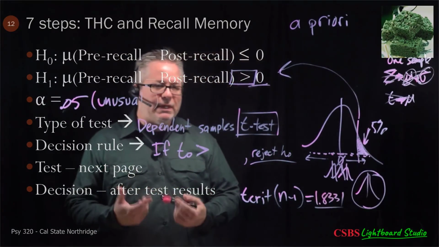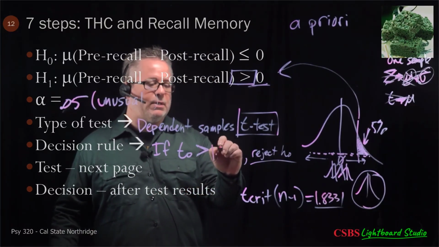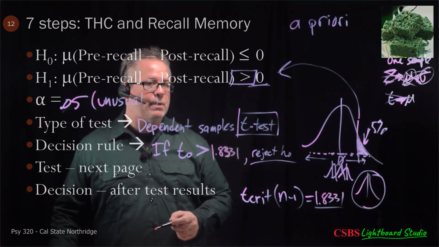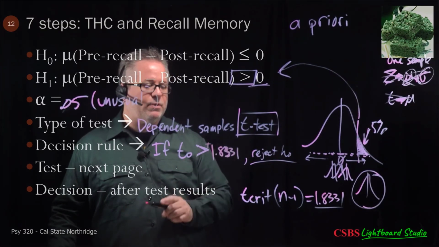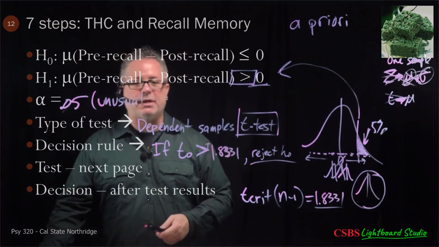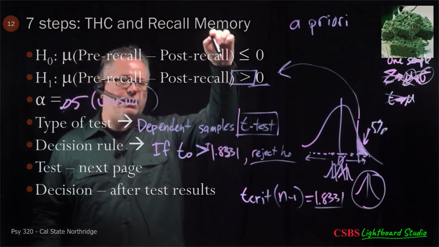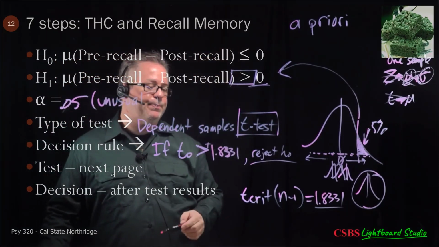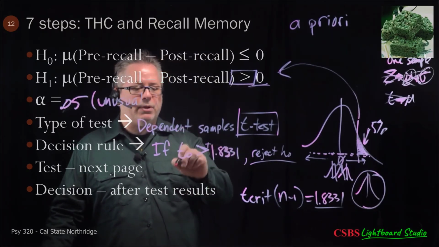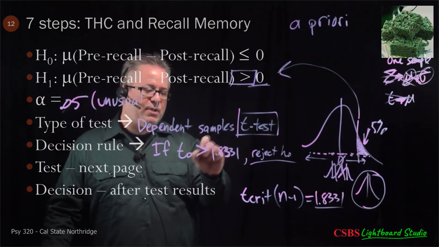So my decision rule really then, specific to this problem, is if my t observed is larger than 1.8331, I'm going to reject the null. This is a positive number, right? So t observed needs to be greater than a positive because I'm only interested in the positive side. And that's because of the way I set up the pre-recall versus post-recall. I'm expecting it to be a number larger than 0, a positive number. So if my t observed is larger than 1.8331, notice I'm not putting the absolute value here or anything. It has to be a positive number that is larger than the positive critical value.